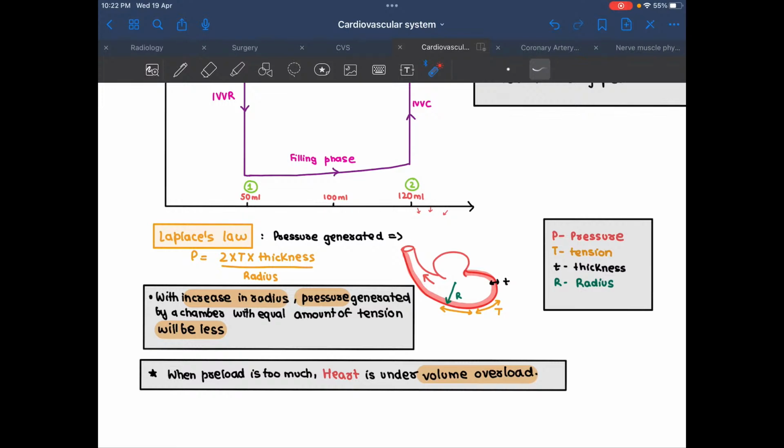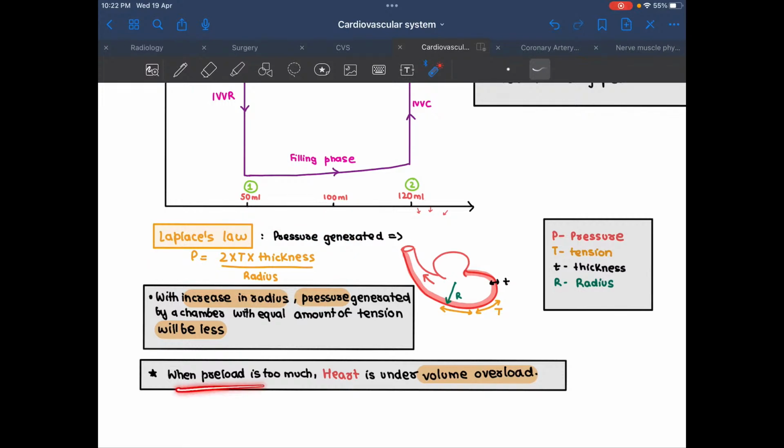Whenever I have heart failure, where I have too much preload, which the heart is not able to get rid of, it's going to increase the radius, it's going to increase the cardiac dimensions, and if tension does not change, which obviously it will, we have something known as volume overload hypertrophy, but if tension does not change, the pressure that is generated by that ventricle is going to be less. So that is what is known as the Laplace law in consideration of your CVS physiology.